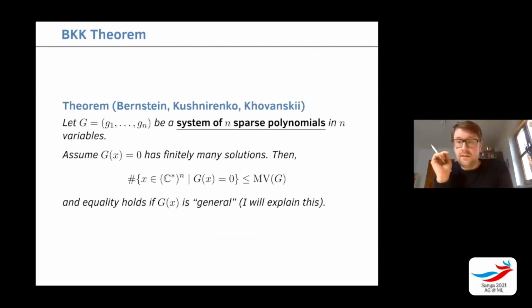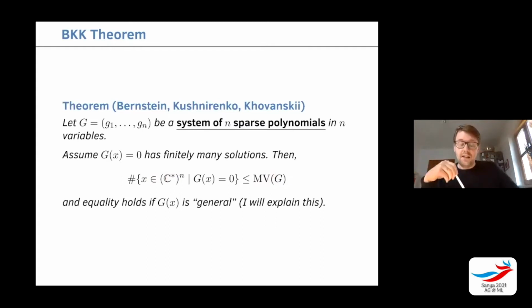Now here's the famous BKK theorem, and it's a fantastic theorem. If you don't know it, you should know it by now, and you should really appreciate it. It's fantastic, and it says the following. So let G be a system of n sparse polynomials in n variables, like before. And then we assume that G of x equals 0 has finitely many solutions. Okay? Then the number of solutions over the complex torus, and by this I mean all solutions where none of the entries is equal to 0, so where all of the entries of the solutions are some complex number which is not 0, the number of solutions over this set is bounded by the mixed volume of G, which was the mixed volume of the associated Newton polytopes.